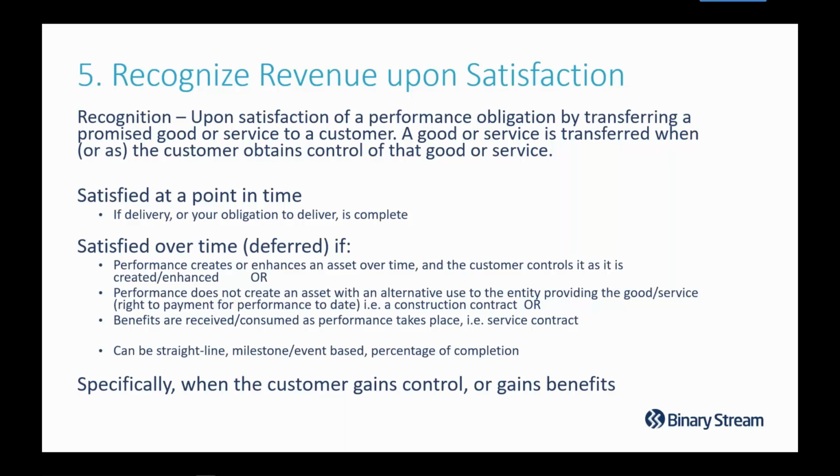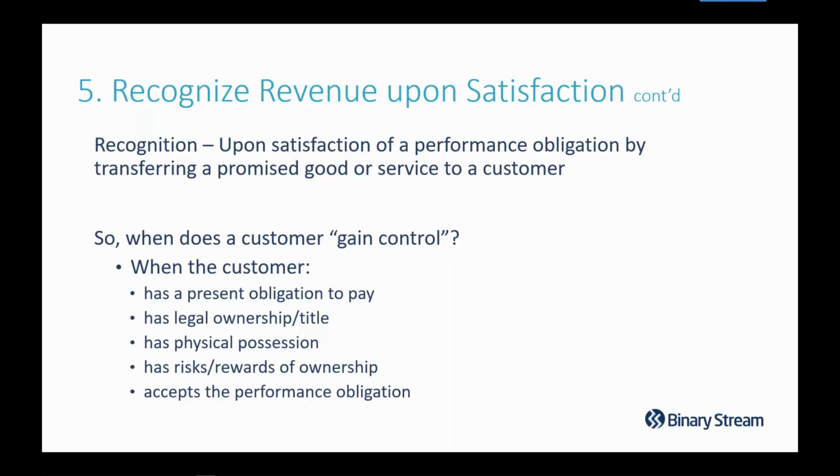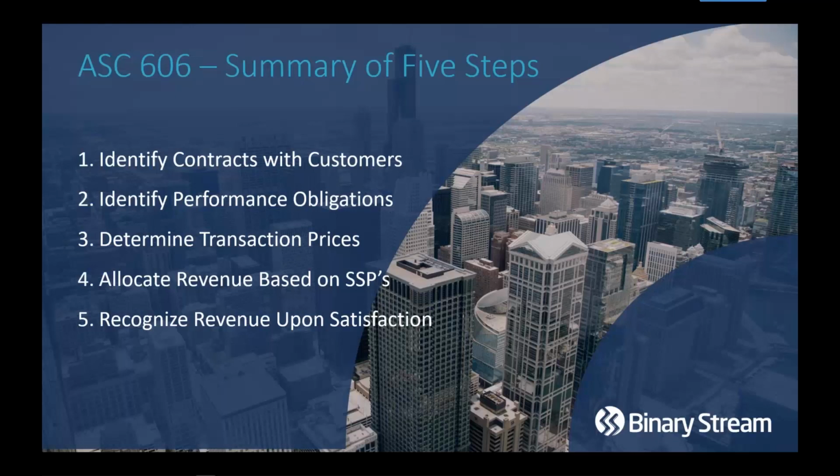Bottom line is, when the customer gains control or gets the benefit, that's when you recognize the revenue for that particular obligation. So here's the question. What's control? When the customer now has to pay for something that they've used, or has legal ownership, or has actually taken possession of it. You built a building, and they're now sitting in the building. And of course, they also have to incur the risks and rewards of ownership. Something happens to the building, they've got to take care of it. They've got to put insurance on it, and so on and so forth. Then they've accepted that you've provided the service for them.